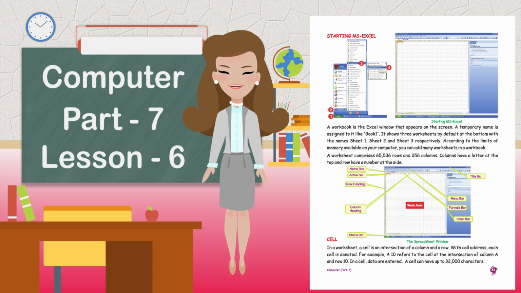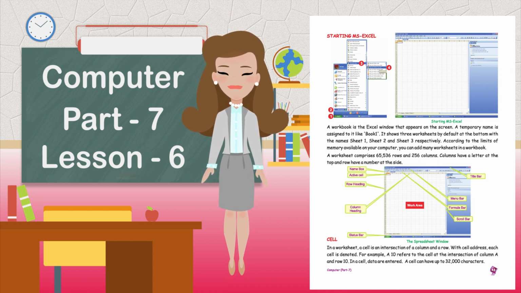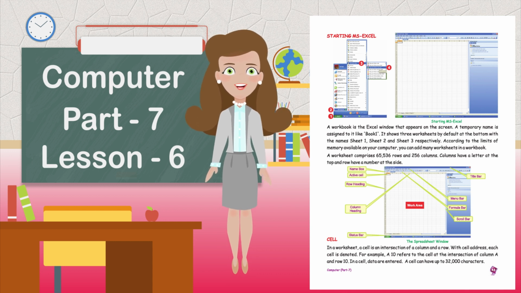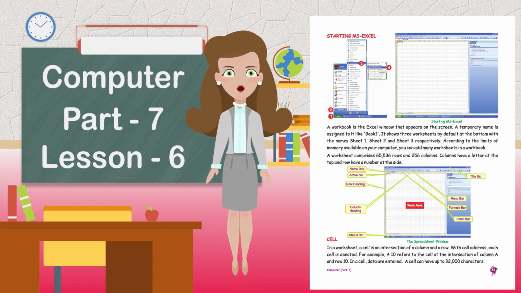A worksheet comprises 65,536 rows and 256 columns. Columns have a letter at the top and rows have a number at the side. Cell. In a worksheet, a cell is an intersection of a column and a row. Each cell is denoted with a cell address. For example, A10 refers to the cell at the intersection of column A and row 10.